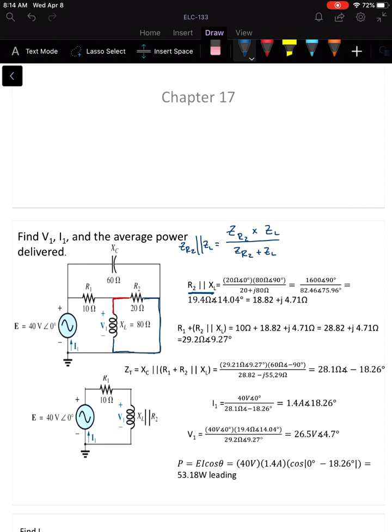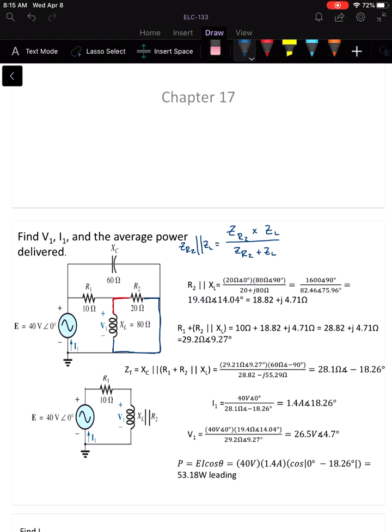For our resistor, it's 20 at 0 degrees. Our inductor is 80 at 90 degrees. You could also use the rectangular form there. So 20 times 80J, and then the sum underneath is 20 plus 80J, or J80. It doesn't matter where the J is in that case. You could do this all in rectangular form, or in polar form, or kind of mix and match as we've done here. Really doesn't matter.